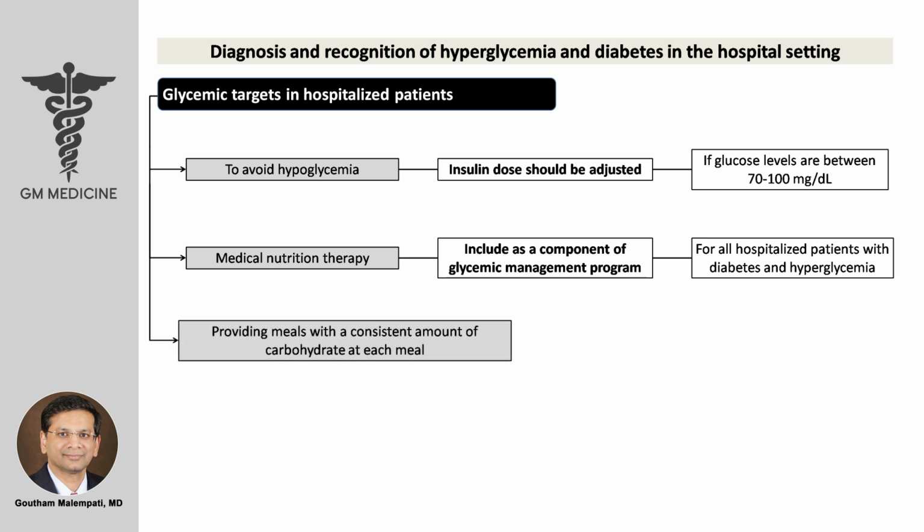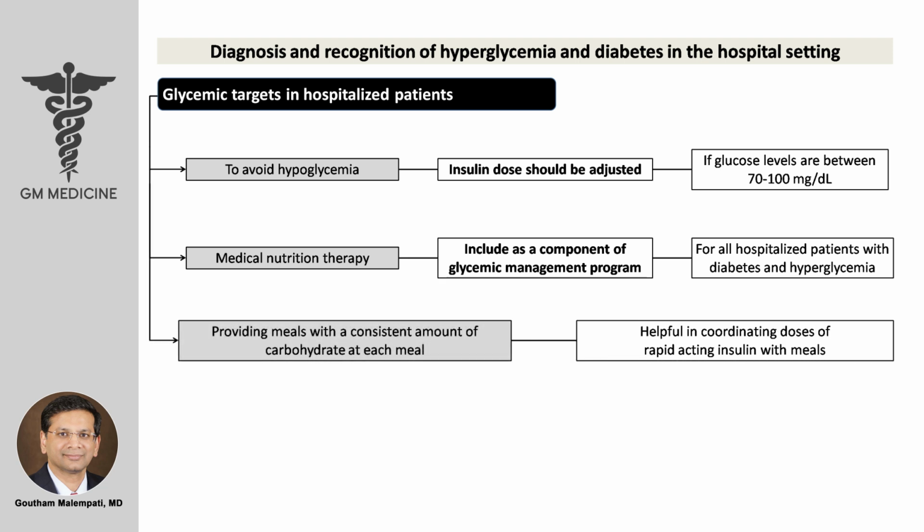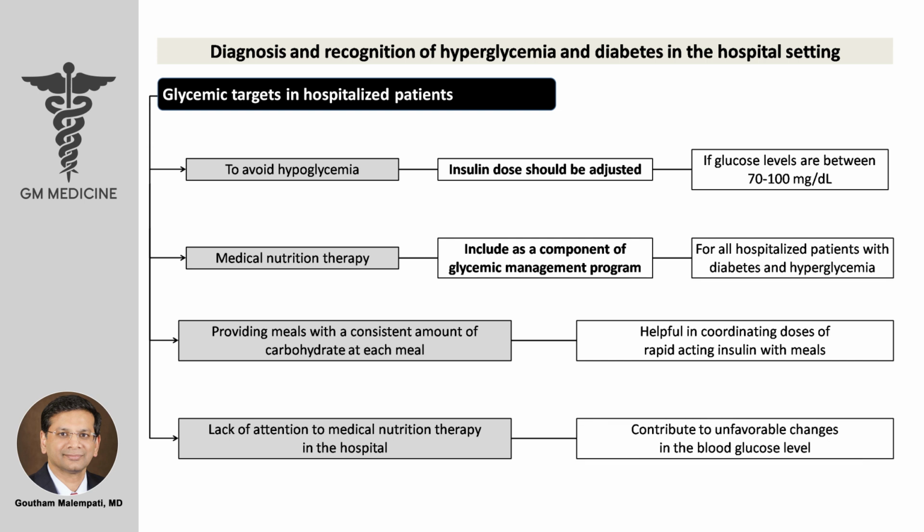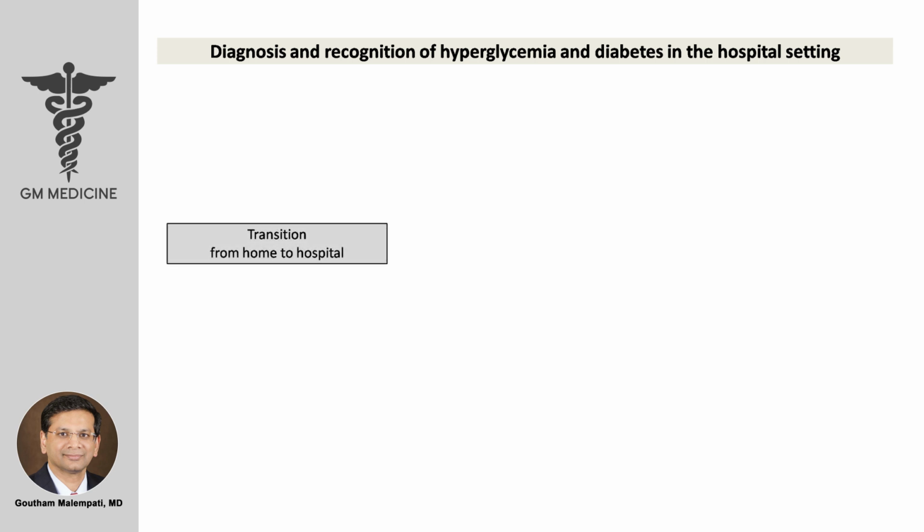By providing meals with a consistent amount of carbohydrate at each meal, it can be helpful in coordinating doses of rapid-acting insulin with meals. Lack of attention to medical nutrition therapy in the hospital can contribute to unfavorable changes in the blood glucose level. Transition from home to hospital.